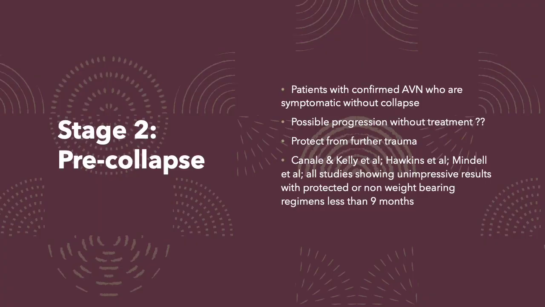Stage 2, or pre-collapse, defines patients with confirmed AVN who are symptomatic but fortunately have not experienced collapse yet. And the question is, do these patients progress without treatment? And the answer seems to be, for the most part, yes. And the key to preventing these patients from progressing seems to be protecting them from further trauma, which means non-weight bearing for the most part.